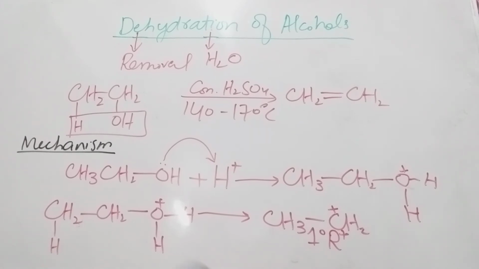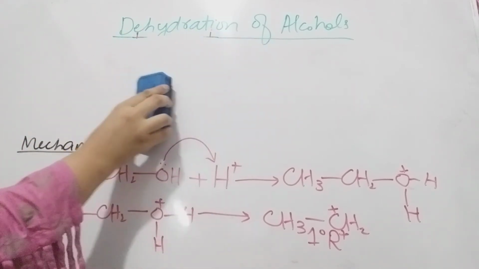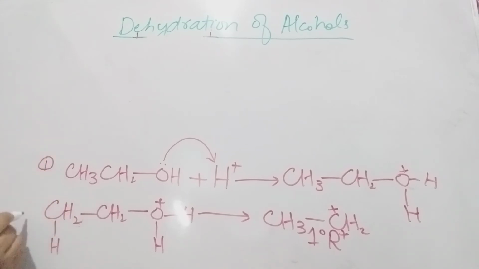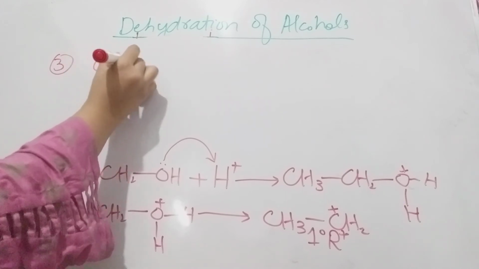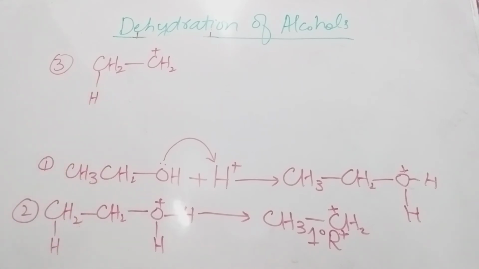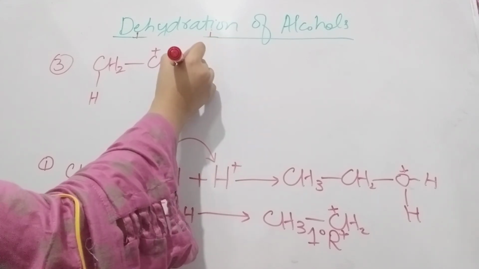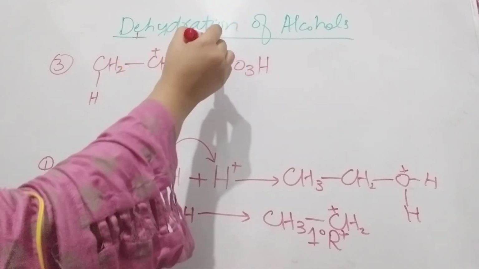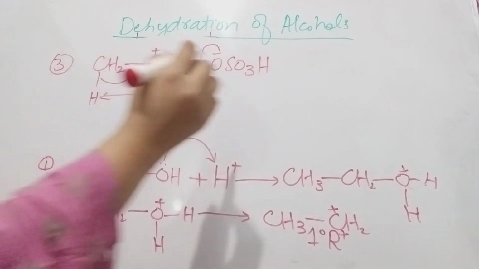And next step over here. Let me mention one step and second step. In the third step what would happen, CH2, I am going to write this particular step like this over here, and the negative part of the sulfuric acid is like this. It will attack this hydrogen and this bond will shift to this carbon atom.